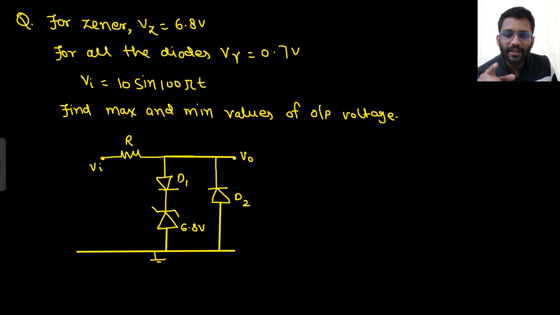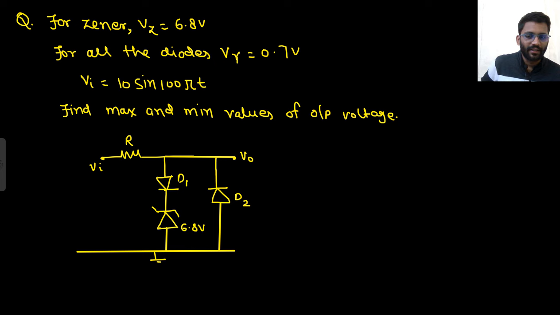V in is 10 sin(100 omega t). Then find the maximum and minimum value of V naught. Try doing it on your own. This circuit we have already solved, right? Diode and a Zener in series. So what do you think?